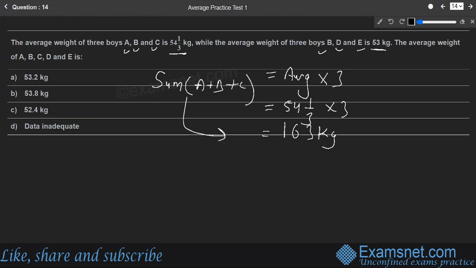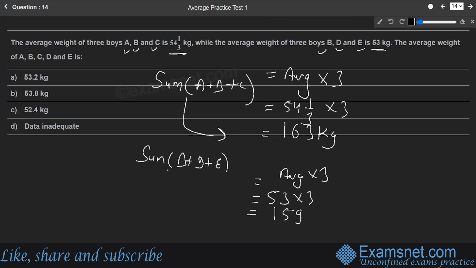Now let us find the sum of the other category. The average weight of the 3 boys B, D, E is 53 kg. So we are supposed to find the sum of B plus D plus E. It is going to be the average multiplied by 3 because they are also 3 in number. So it is 53 multiplied by 3, which is 159. So that is the sum of the next category, B plus D plus E.